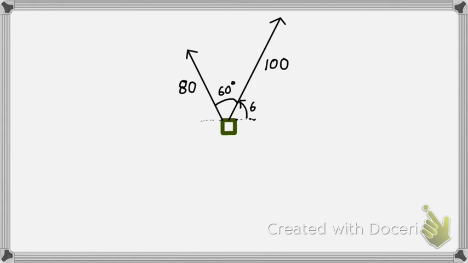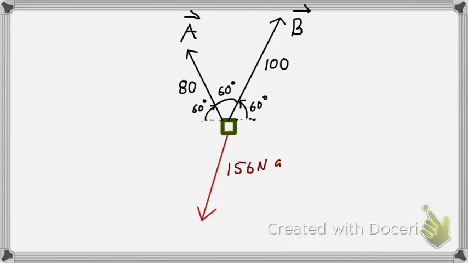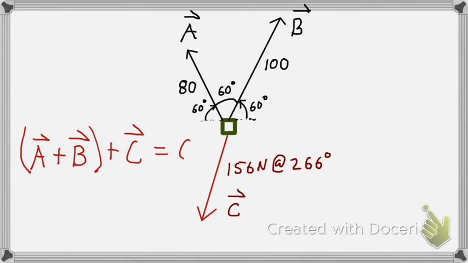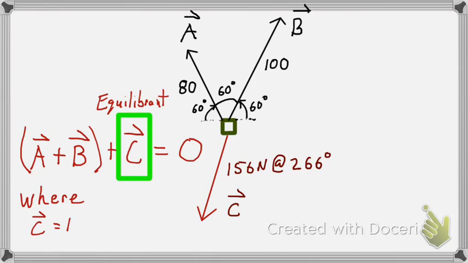So here's our original situation. Here are the two forces that were given in the problem. I labeled them A and B. And then if I add force C, it will equal 0. So force C will wipe out the effects of forces A plus B. Therefore, I call force C the equilibrant. And this works with multiple forces.